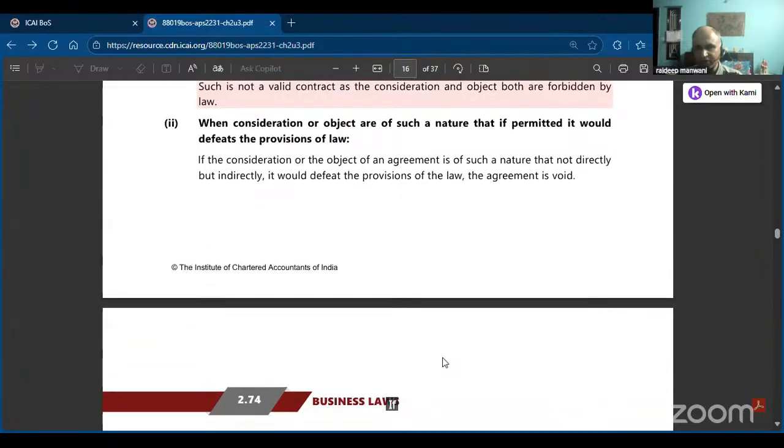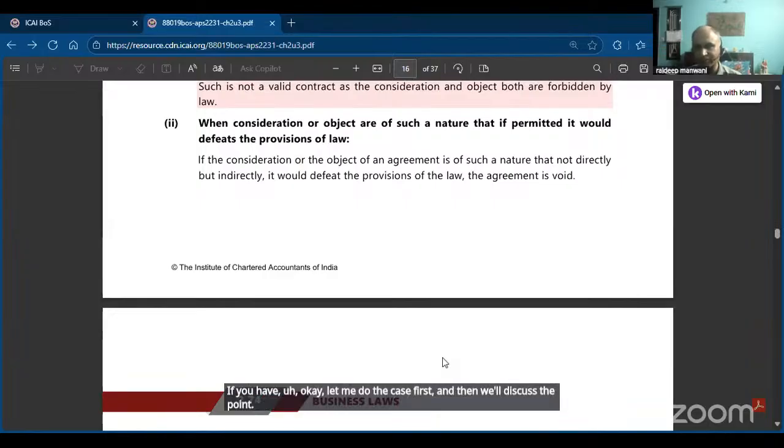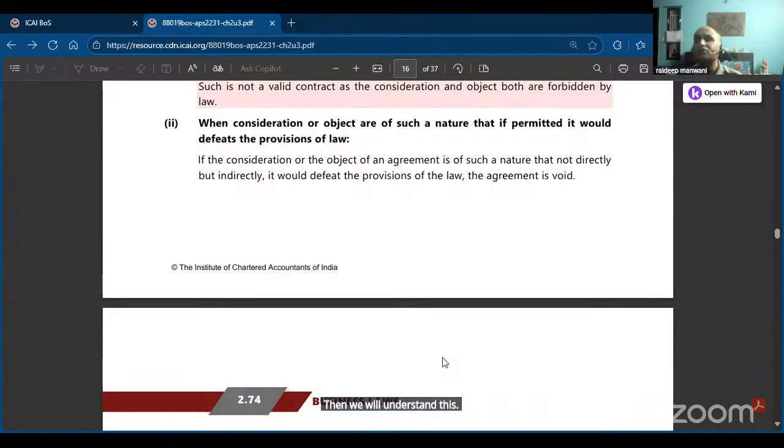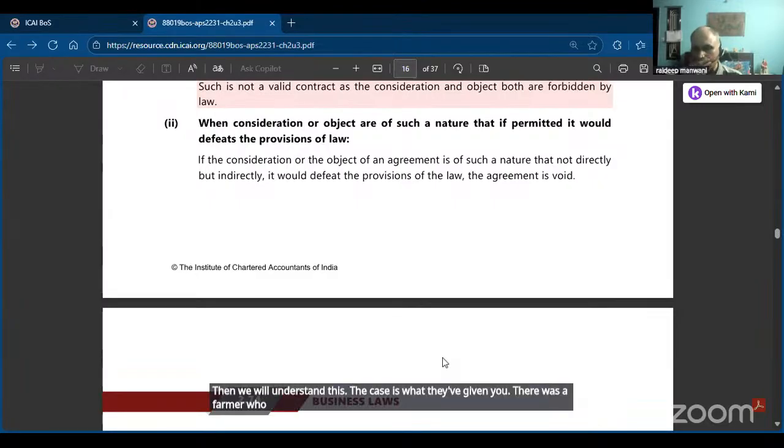Let me do the case first and then we'll discuss the point. Then we will understand this. The case is what they've given you. There was a farmer who had a piece of land.